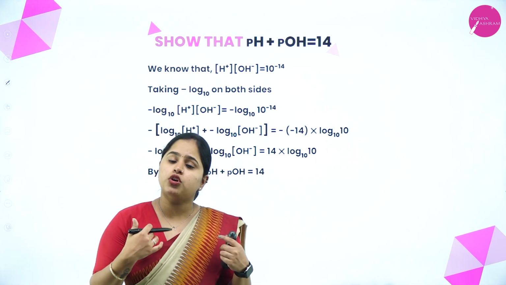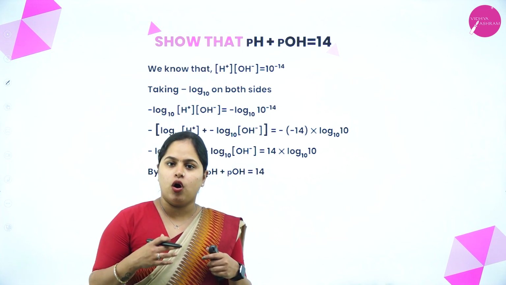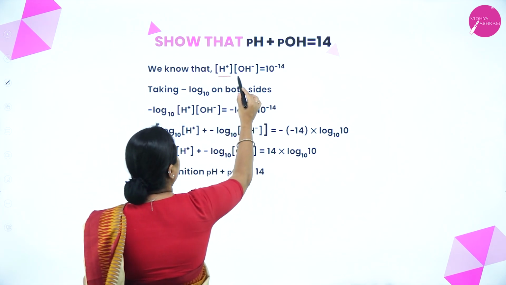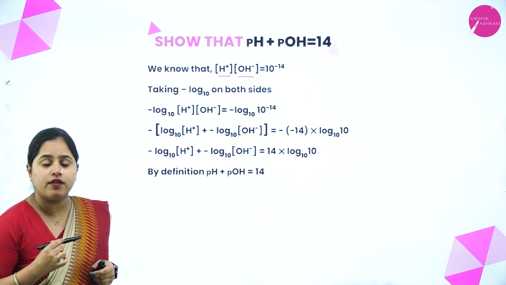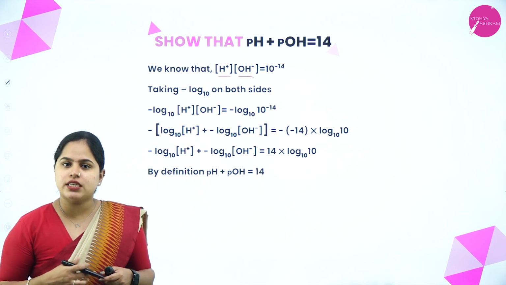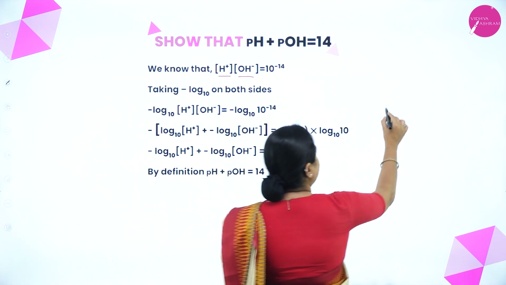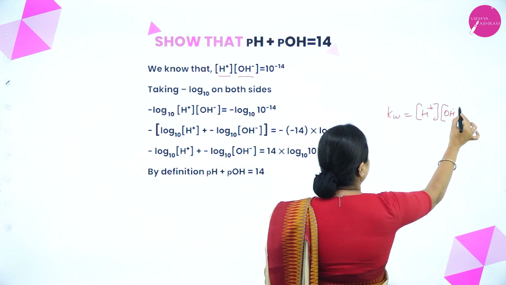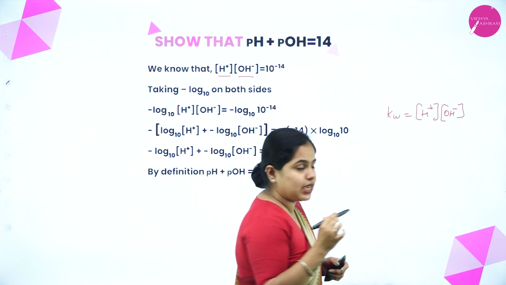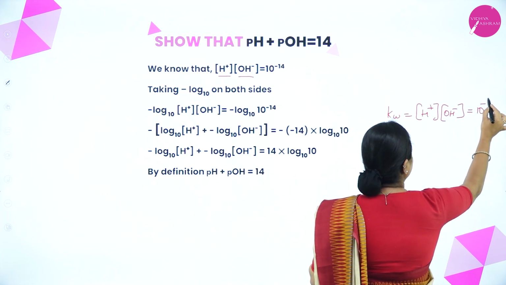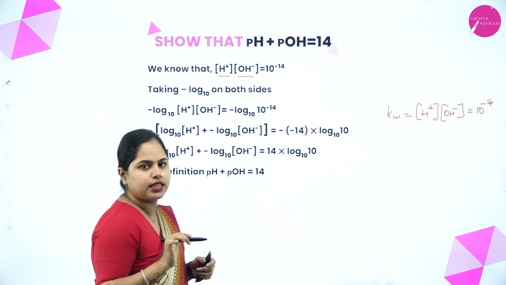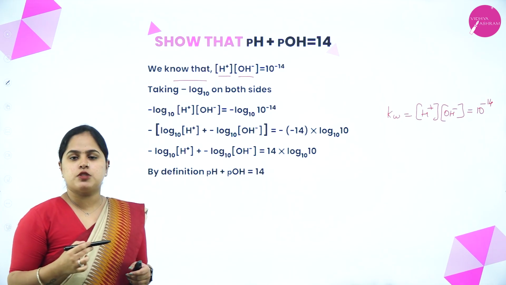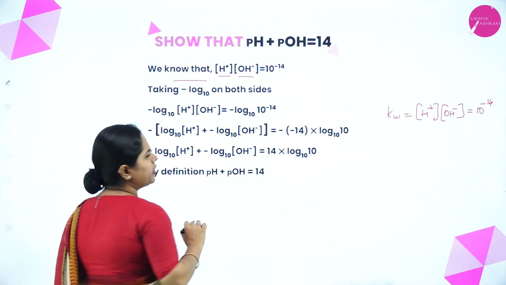We are going to derive this equation from an equation we already know. We already know that molar concentration of H plus into molar concentration of OH minus is equal to 10 to the power minus 14. We have studied this ionization product of water, right? That is Kw is equal to molar concentration of H plus into molar concentration of OH minus, and at 298 Kelvin, the value of this is equal to 10 to the power minus 14. We have already studied this. So we already know this equation, and using this equation we are going to derive pH plus pOH is equal to 14.